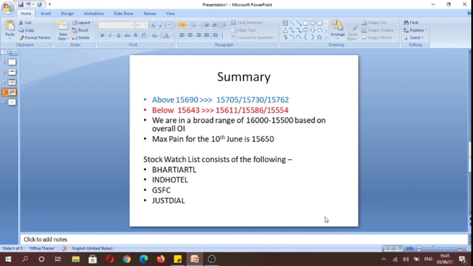And our neutral stock watch list comprises Airtel, Indian Hotels, Gsfc, and Just Dial. I have already discussed earlier in this video the levels which would trigger entries in these stocks, and I'll remind you once again to stay tuned for my stock watch list, which would have a definite bias either to the upside or to the downside, which I would be posting in my blog around 9:45 p.m.